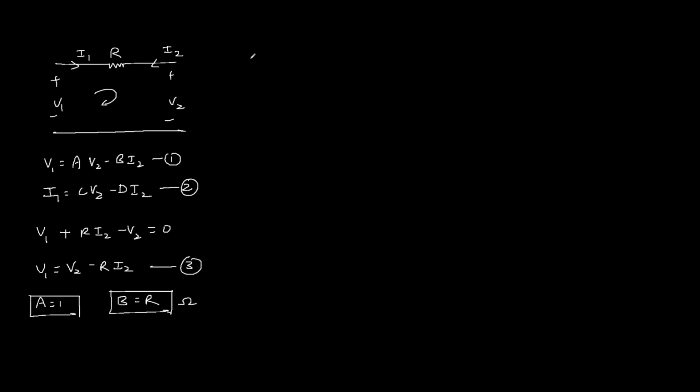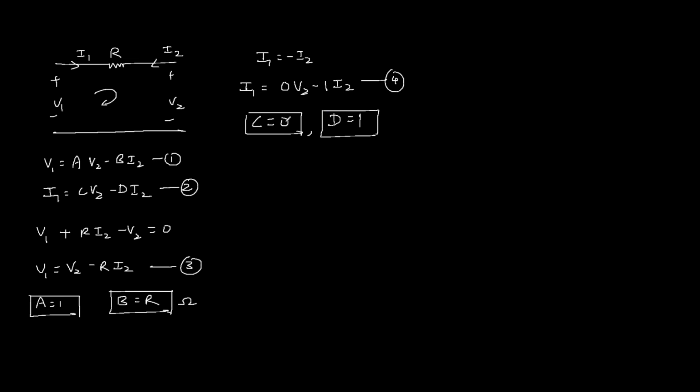Now from the circuit we can see that I1 is negative I2, or this equation can be written as I1 equal to 0 V2 minus 1 I2. This is equation 4. Now let us compare equation 4 with equation 2. This will give C equal to 0 and D equal to 1. So D is a unitless quantity and C is admittance, so its unit is mho. So the ABCD parameters or ABCD matrix is [1 R; 0 1].